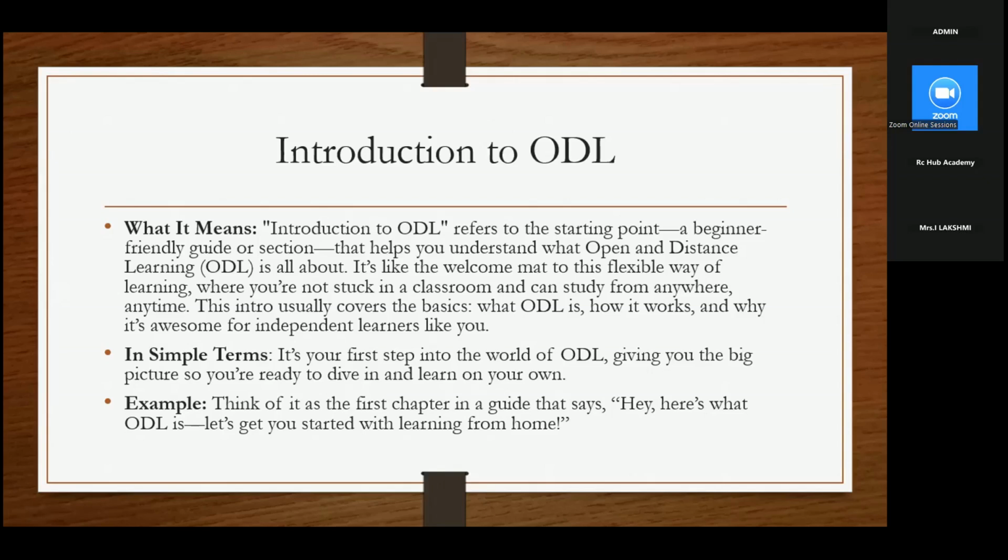In simple terms, we are able to learn on our own whenever the time is needed. So you can see that today we are having a class at 7 to 8, so that you can sit online and go for online learning. The same way, we can also learn through the online materials. So this is the basic introduction of ODL.